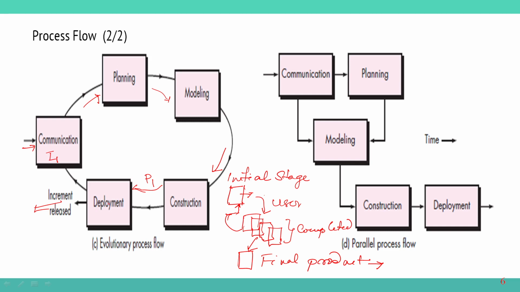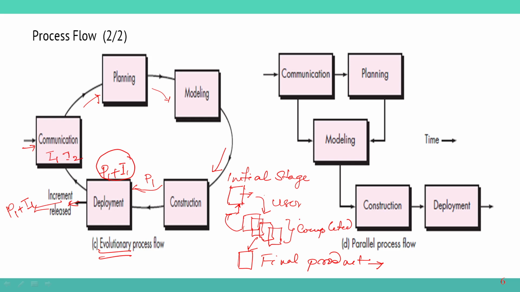When you are deploying it, you will make a change that is called P1 plus I1. That is, you will deploy the second increment as a combined one. That means now the user can use the old P1 along with the new I1. Then take the I2. Likewise, you will have different sets of evolutions. That is the reason why it is called evolutionary process.